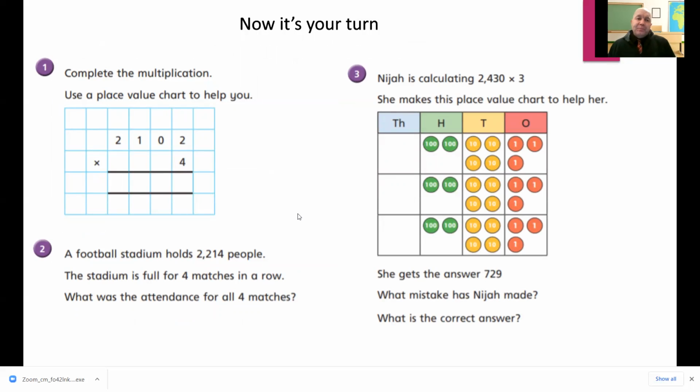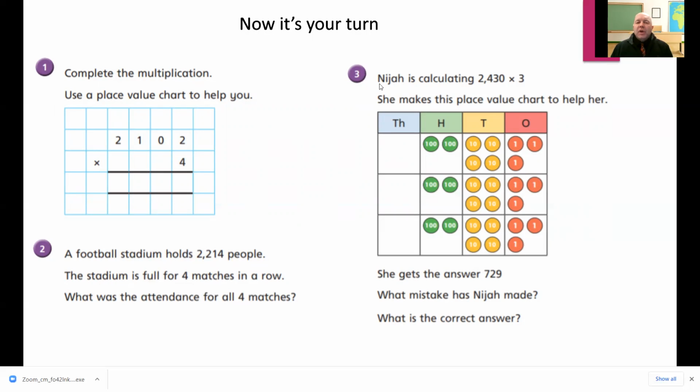But now it's your turn. Okay, here's a couple of questions for you to have a go at. The first one, complete the multiplication. Use a place value chart to help you if you need to. If you're happy just working through like this, that's absolutely fine. So we've got 2,102 multiplied by 4. There's question 1. Question 2, a football stadium holds 2,214 people. The stadium is full for 4 matches in a row. What is the attendance for all 4 matches? So how many people altogether?